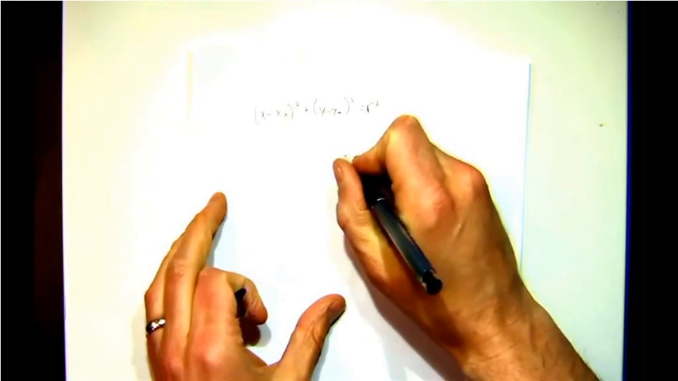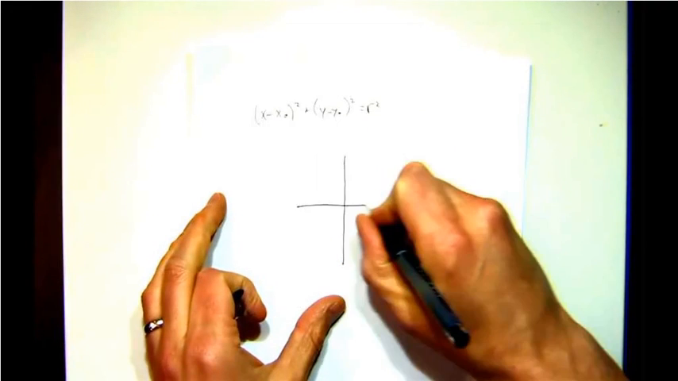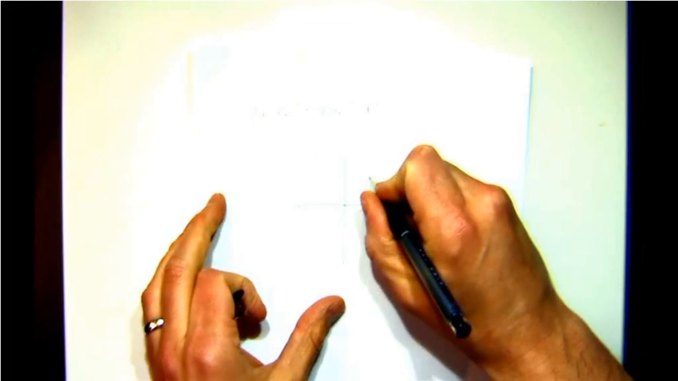So the first question to ask is, if I'm given a point, let's say I'm given this point that I know is on the edge of the circle, then what are all the circles that pass through that point?